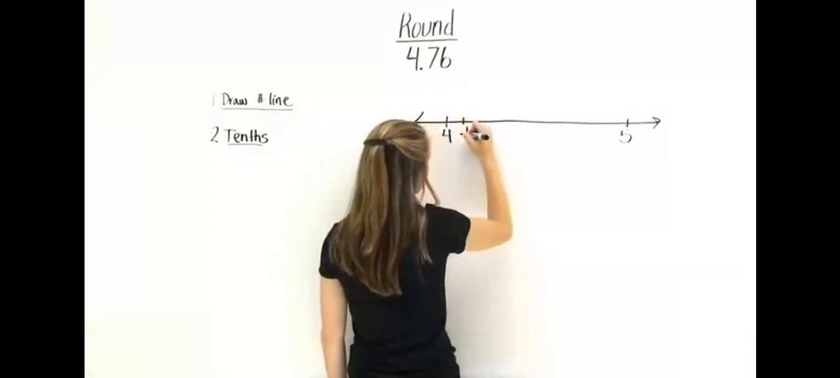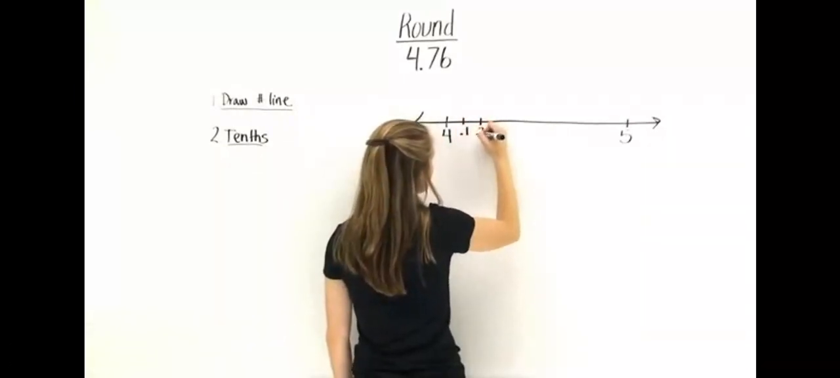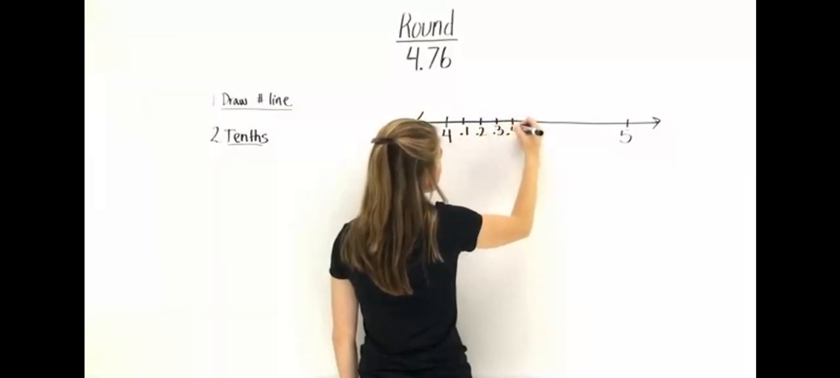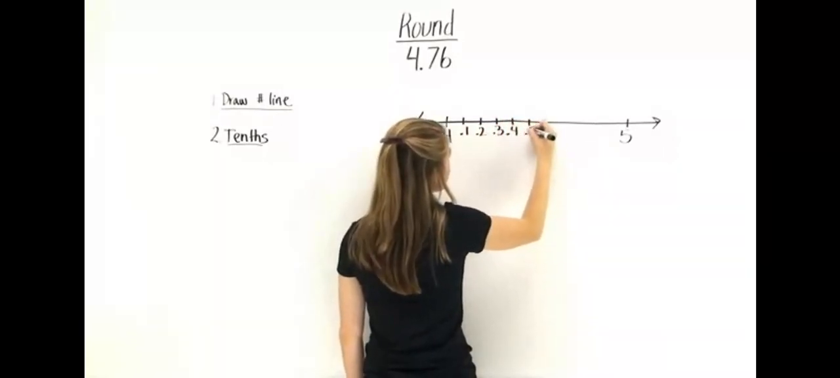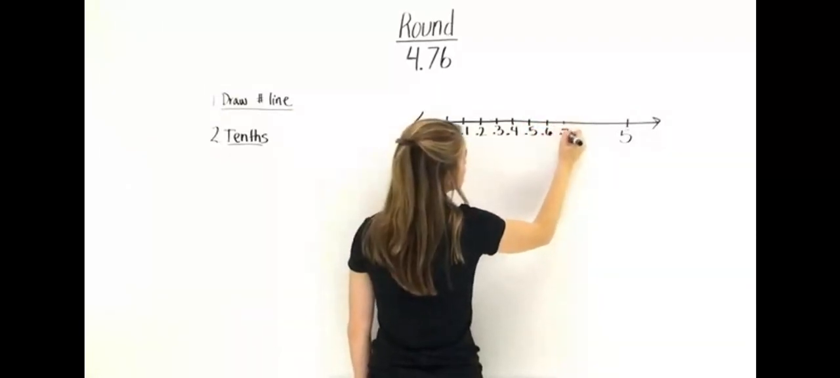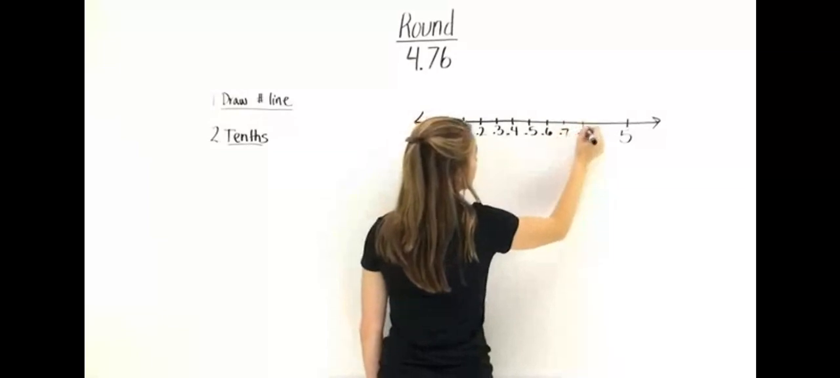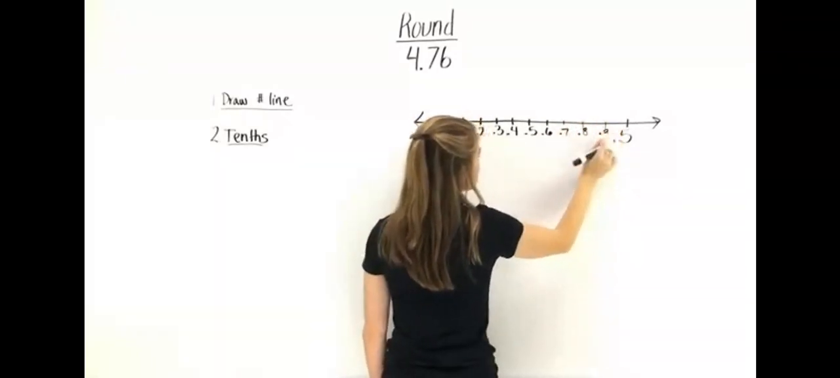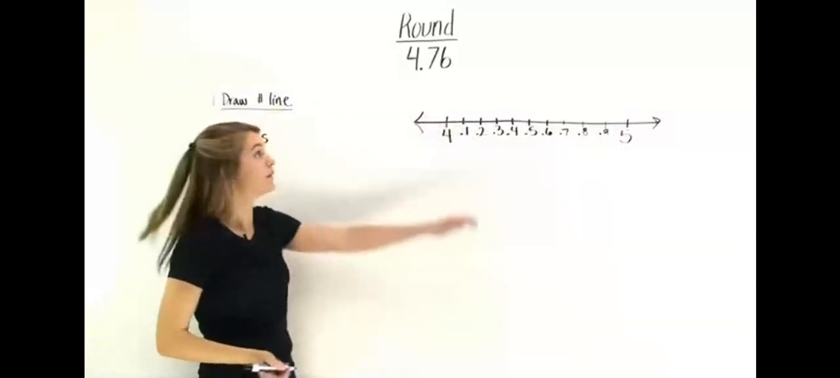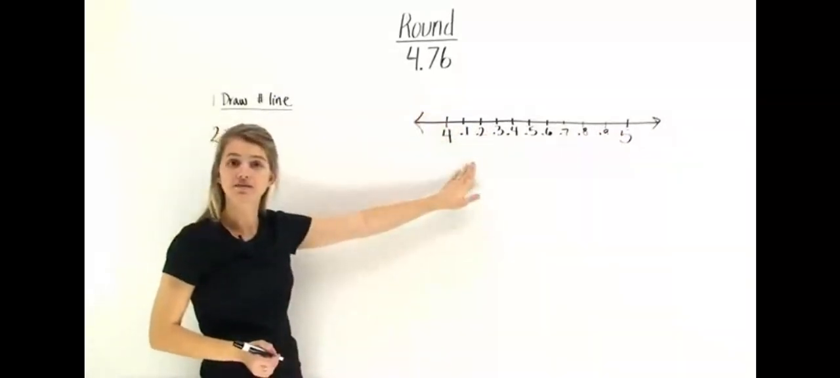That would mean 4 and 1/10 would be here, 4 and 2/10 would be here, 4 and 3/10 would be here, 4 and 4/10 would be here, 4 and 5/10 would be here, 4 and 6/10 would be here, 4 and 7/10 would be here, 4 and 8/10 would be here, 4 and 9/10 would be here, and 5 is right here. Now let's see if we can put our number on the number line.